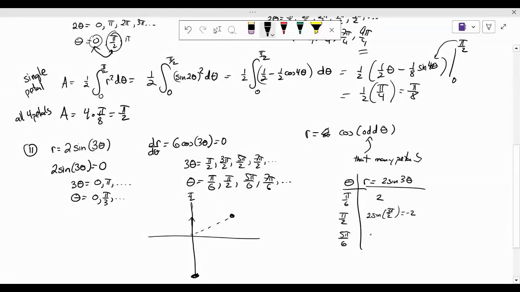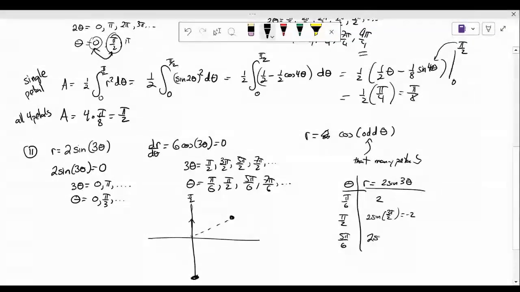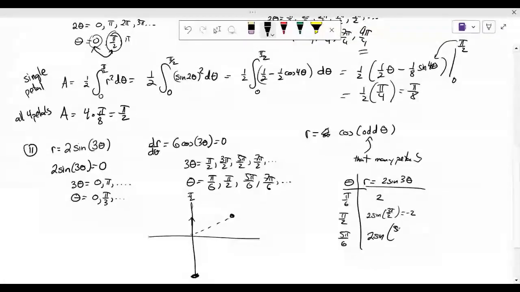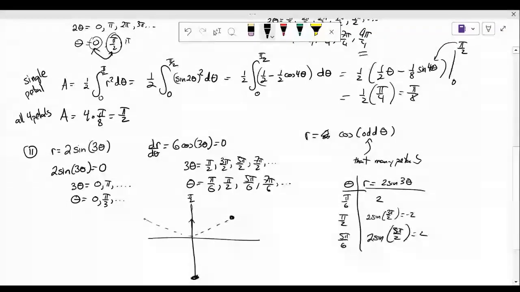Now 5 pi over 6. How did I get 5 pi over 6 again? Oh, okay, I see. So that's going to be where sine is 1, so 2. So when the angle is 5 pi over 6, we go out 2 in the positive radial direction.